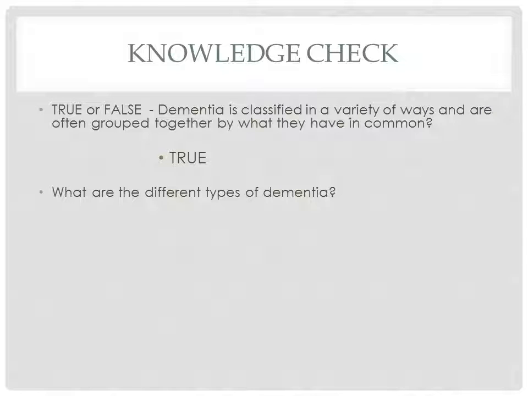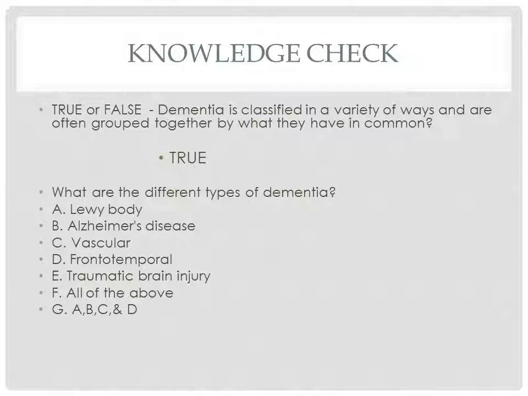What are the different types of dementia? A. Lewy body. B. Alzheimer's disease. C. Vascular. D. Frontotemporal. E. Traumatic brain injury. F. All of the above. Or G. Only A, B, C, and D are correct.